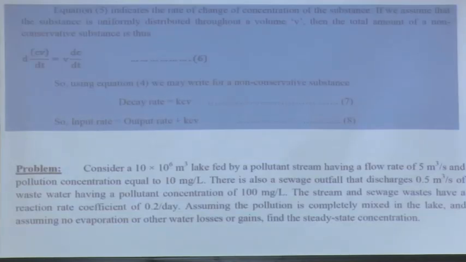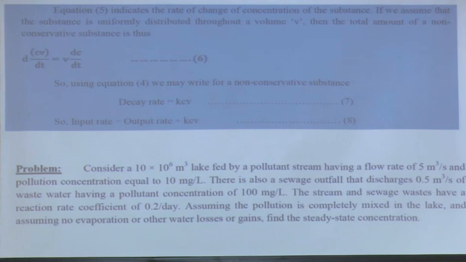Now, equation 5 indicates the rate of change of concentration of the substance. Now, if we assume that the substance is uniformly distributed throughout a volume V, because I have only the concentration of that, and if it is uniformly distributed in V, though in most cases it may not be.